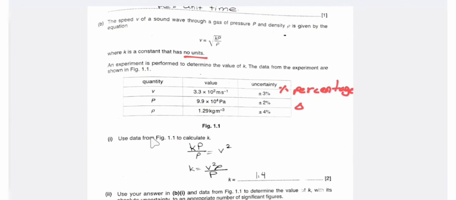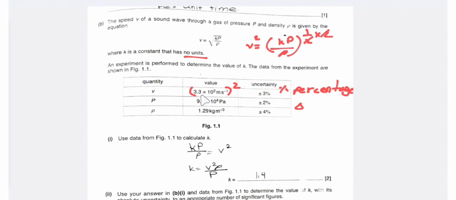Here we have to use the data from figure 1.1 to calculate k, and we are given the equation v = (kp/ρ)^(1/2). As there is a power of 1/2, we can cancel it by squaring both sides. So v² = kp/ρ, and therefore k = v²ρ/p.